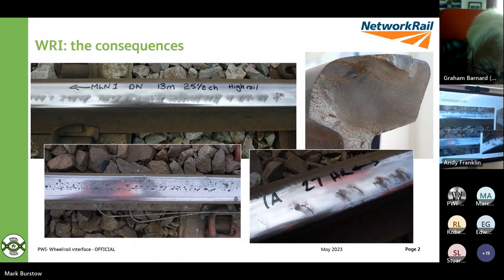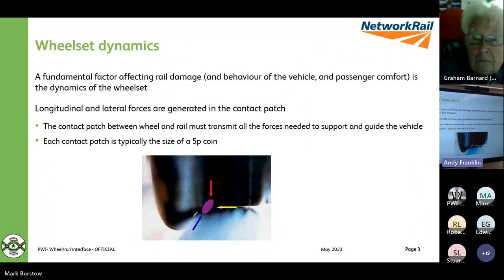So that is the main thing that I'm going to be talking about today, which is really about wheel set dynamics. We can't really properly manage rails until we understand what the vehicles do to the track. And the thing about vehicles is they're all different. They've got different wheel profiles. They've got different suspension design, which means they all behave differently when they get to the same piece of track. And it's about understanding what actually happens there.